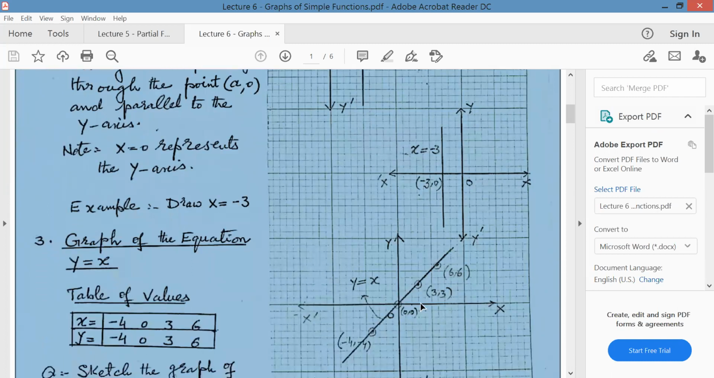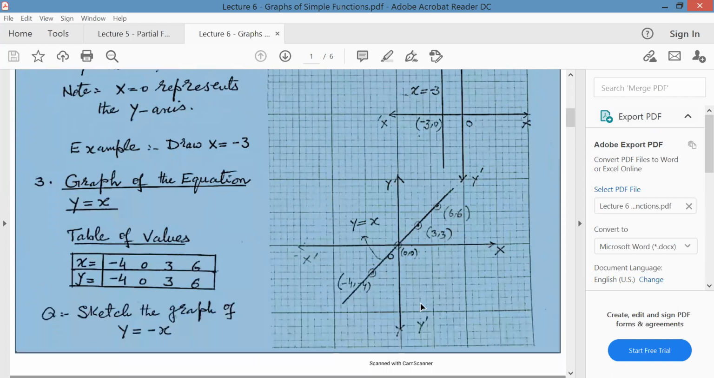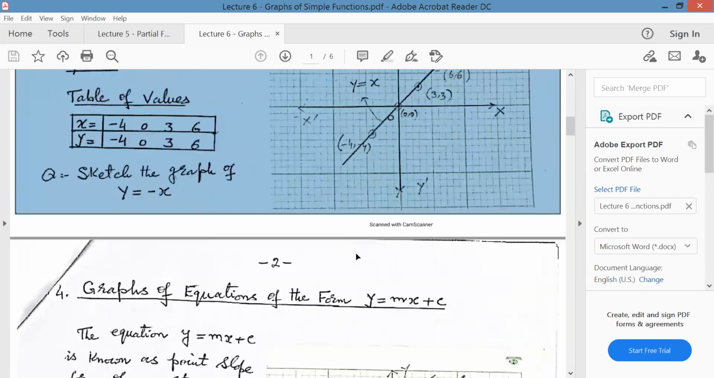Y equal to x will be a straight line making an angle of 45 degrees with the x-axis. And tangent 45 is 1, so the slope is 1. So y equal to x, in this equation, the slope is 1. And I told you in the morning how to draw this line.